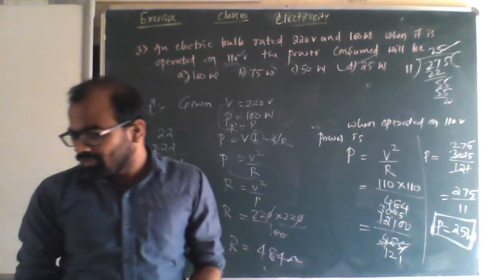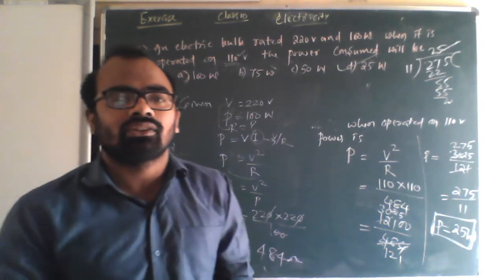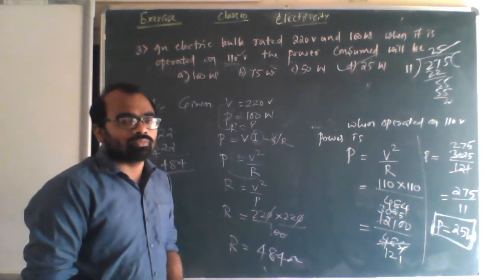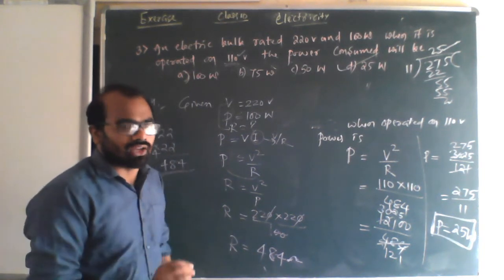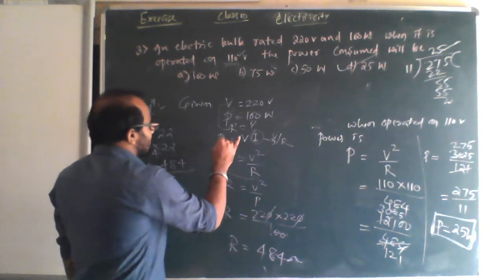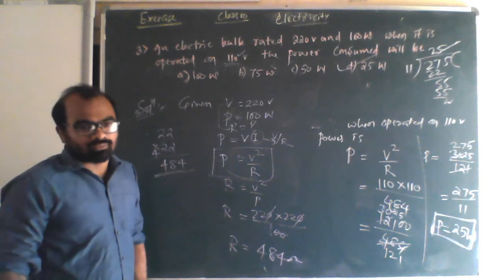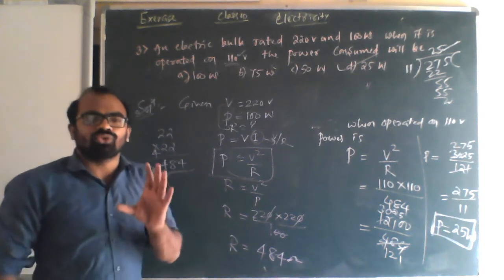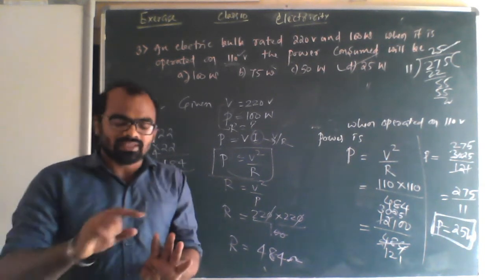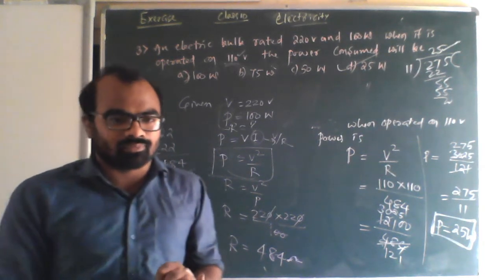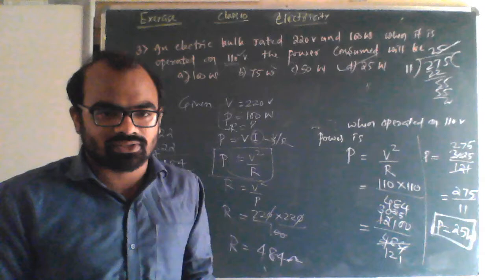So I hope this much is clear with these concepts. So here what you have to remember? You have to remember the formulas. This formula is very much important. We have three formulas for power. P is equal to VI, P is equal to I square R, P is equal to V square by R. These are the three important formulas.